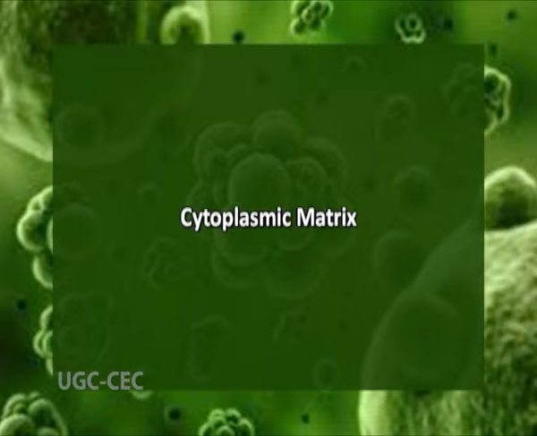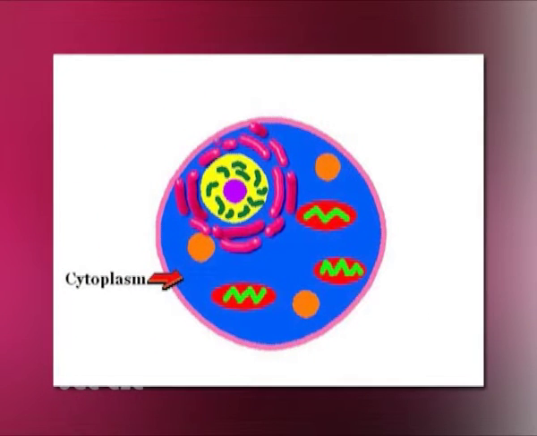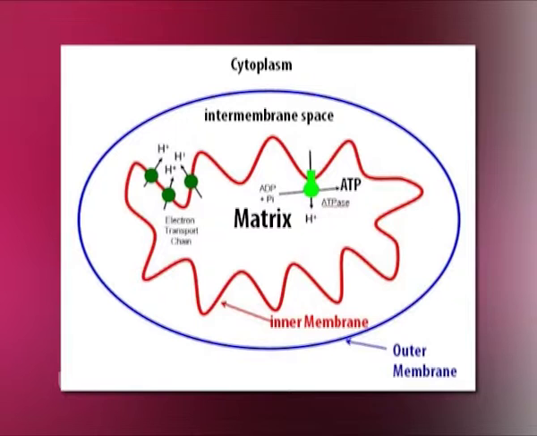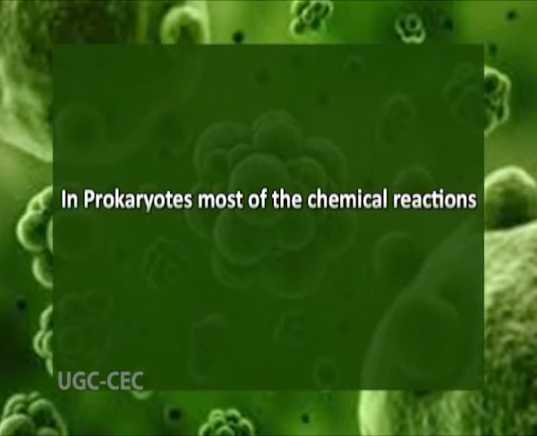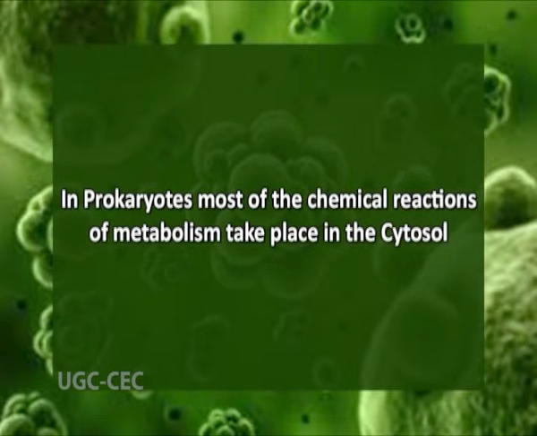Cytoplasmic matrix. Cytoplasm is everything inside the cell, excluding the nucleus. Cytoplasmic matrix, or cytosol, or intracellular fluid, is the liquid found inside cells. It is separated into compartments by membranes. In prokaryotes, most of the chemical reactions of metabolism take place in the cytosol, while a few take place in membranes or in the periplasmic space.